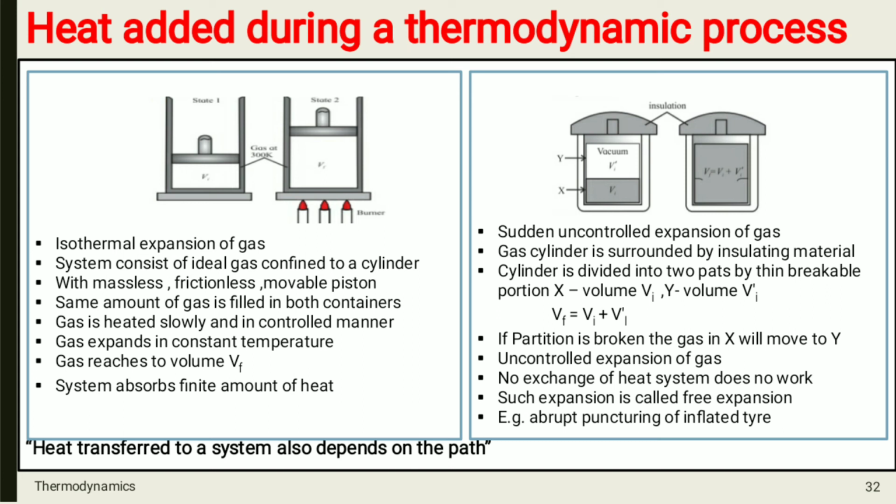Here the system absorbs a finite amount of heat, and due to absorption of heat, work done is positive. Why is work done positive, or greater than 0? That is, expansion of gas takes place, volume increases, and work is done by the gas on the piston. And Q is again positive. It is because the gas has absorbed or gained energy.